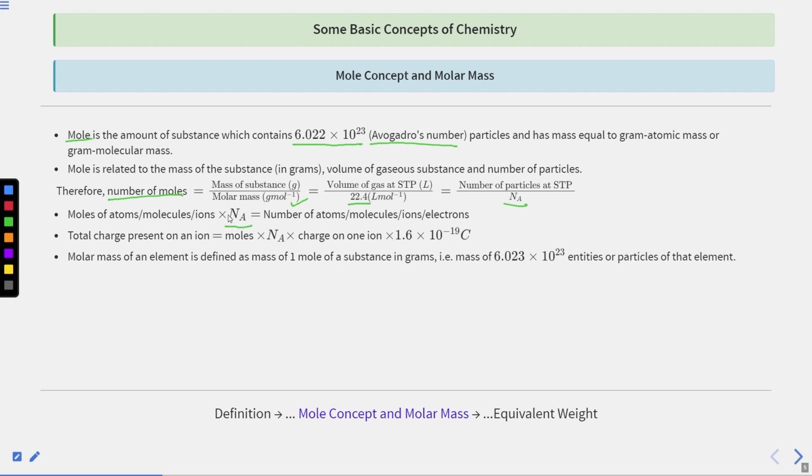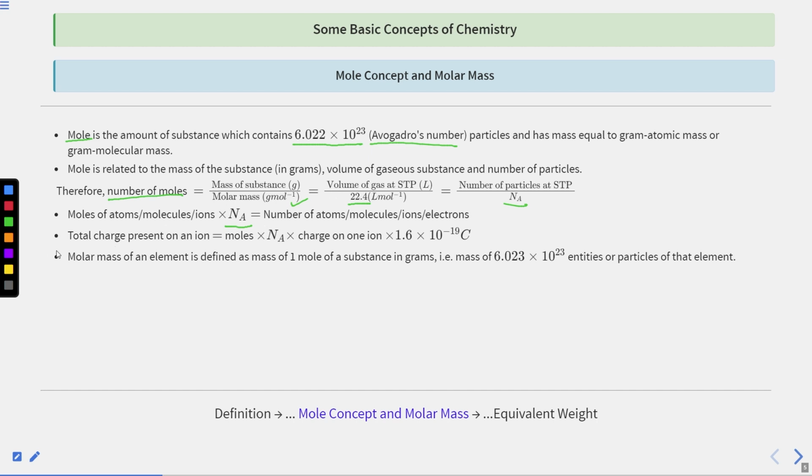This is Avogadro's number, which is equal to the number of atoms, molecules, ions, or electrons. Basically, if we want to find out the number of particles present in any atom, molecule, or ion, it will be equal to the moles of that atom, molecule, or ion multiplied by Avogadro's number. This will count the total number of particles present.